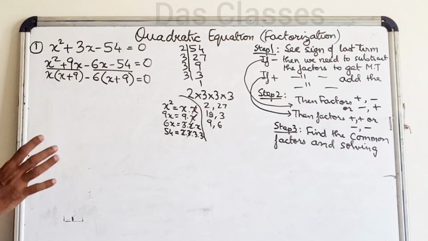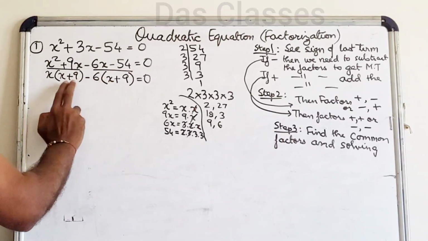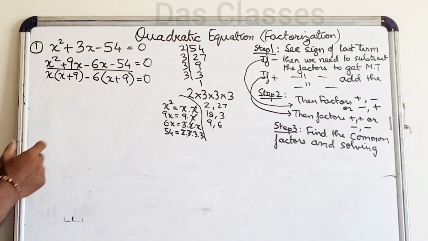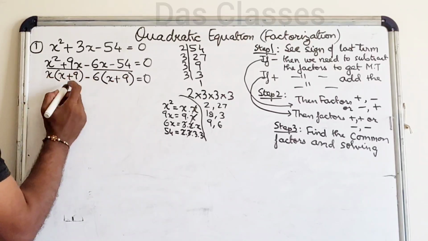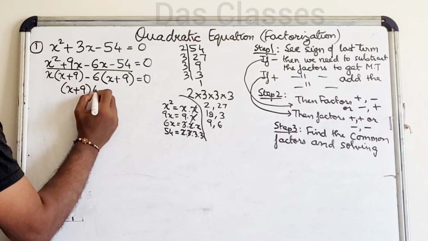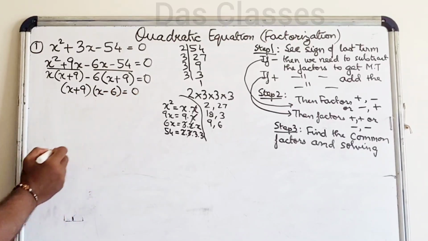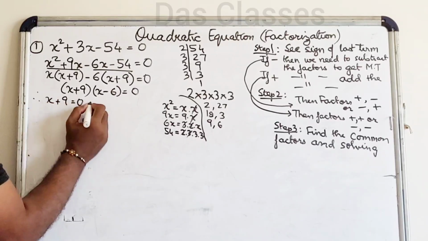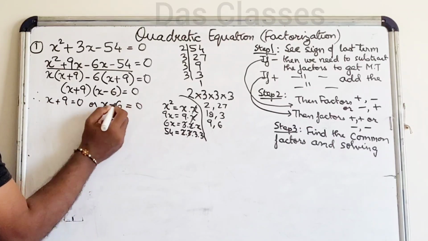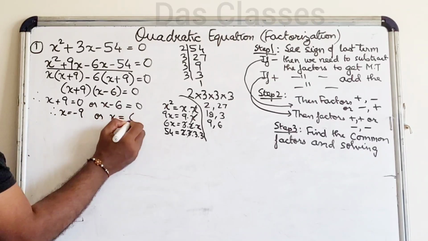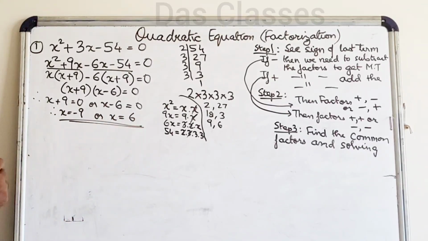How will you understand whether what you are doing is right or wrong? Both the factors, both of the things which you get inside the brackets, will be the same. If you're not getting the same thing, you understand that you have done something wrong. Okay, so the x plus 9 that has come 2 times, you'll write it once, and the remaining x minus 6 is equal to 0 is the other factor. Therefore, x plus 9 is equal to 0, or x minus 6 is equal to 0. Therefore, x would be equal to minus 9, or x would be equal to 6. So this will be the solution of the sum.